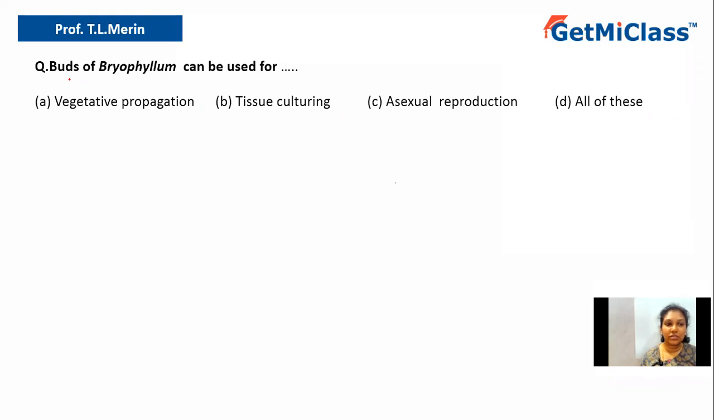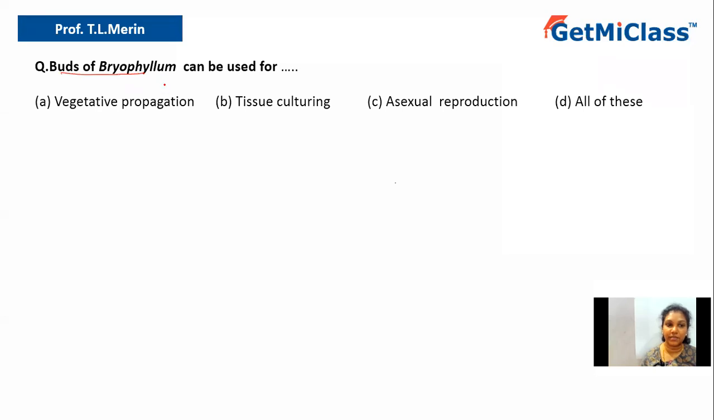Today we are going to solve this question which says buds of bryophyllum can be used for option A vegetative propagation, option B tissue culturing, option C asexual reproduction, option D all of this. So let us try to understand. It says buds of bryophyllum can be used for. Okay, so what do you understand by buds of bryophyllum?